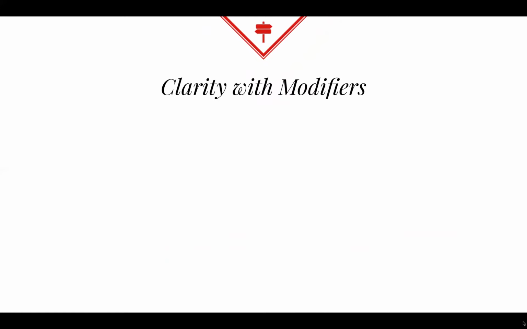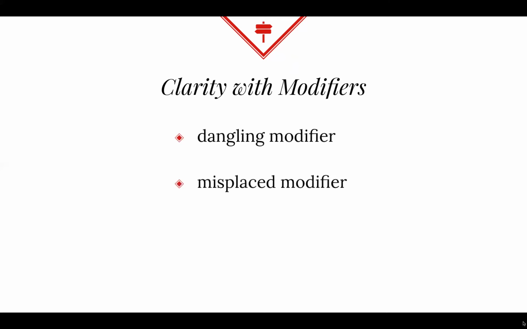Clarity with modifiers. Above all, it should always be clear to the reader which word an adjective, adverb, or modifying phrase is describing. By paying attention to placement and making sure that if you want to modify a verb, you use an adverb instead of an adjective, you will make it much easier for your reader to pick up on your intended meaning. In situations where modifiers are used incorrectly, the result is a dangling modifier, a misplaced modifier, or a squinting modifier.